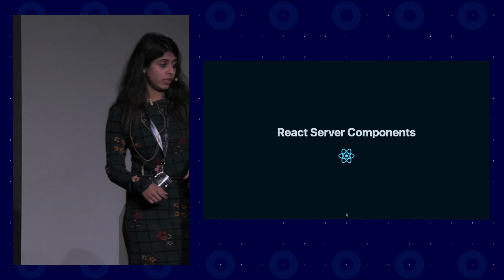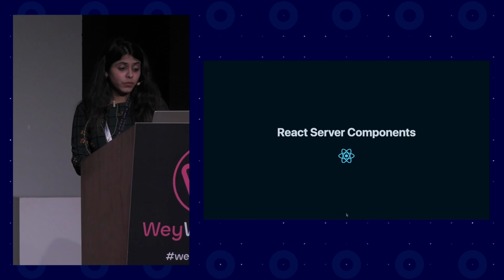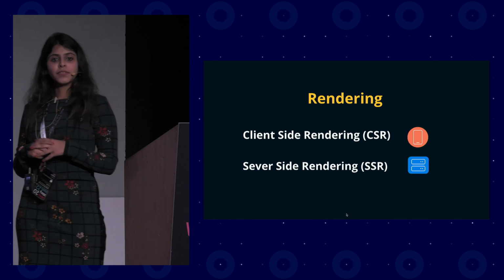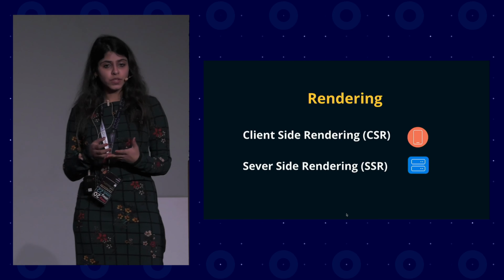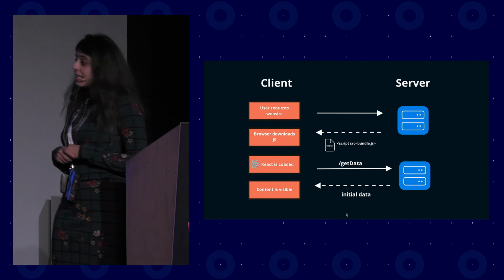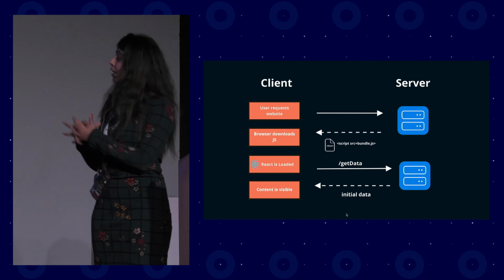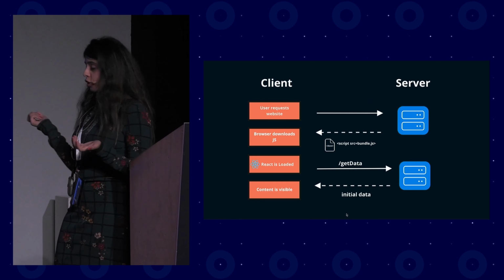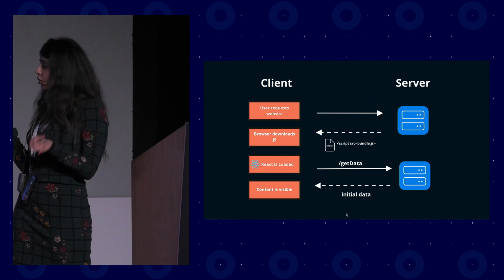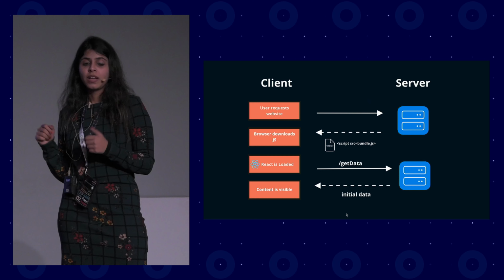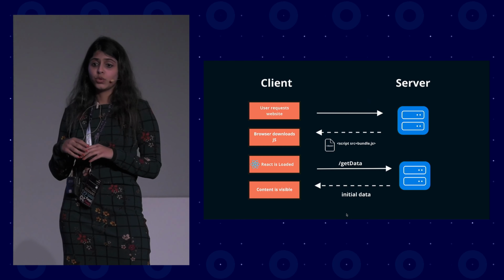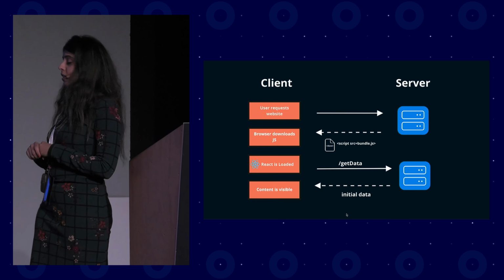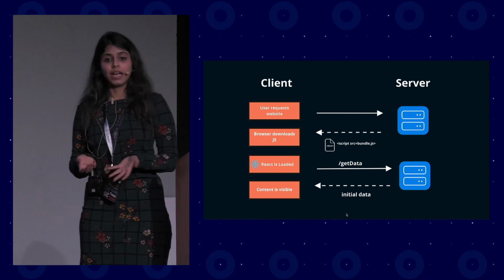In order to understand React server components, first talk about the rendering strategies that we have. So we have client-side rendering, and we have server-side rendering. In client-side rendering, when user requests a website, server sends a blank HTML with a script tag, bundle.js. Browser then downloads the JS file, React gets loaded, and then an additional request is sent to fetch the data from the server. Once the data is returned from the server, the content becomes visible and interactive.